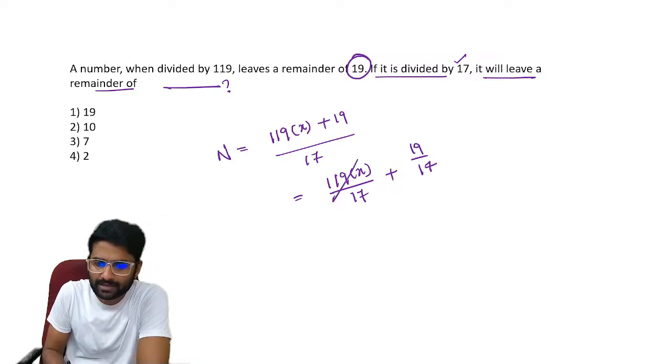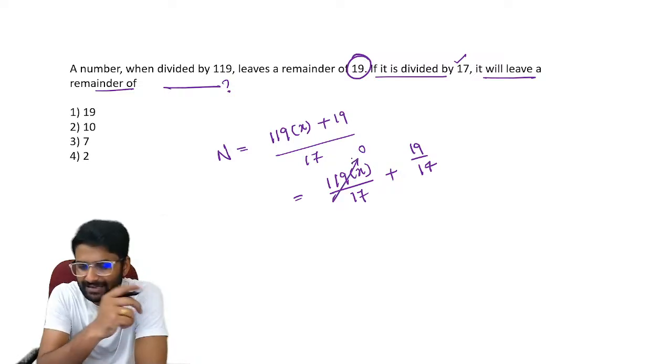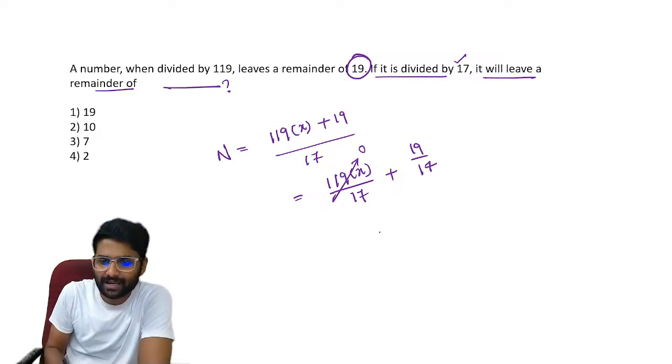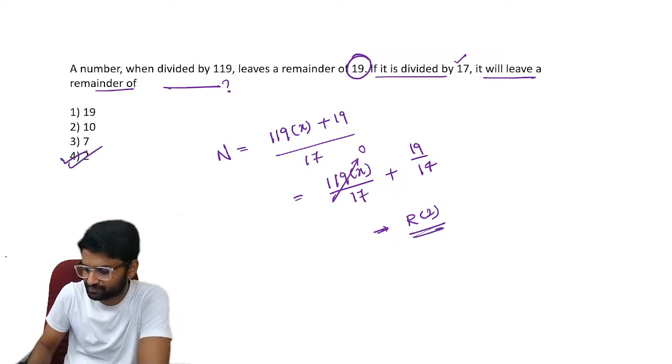Now see, here there is no remainder. Why? Because 17 into 7 is 119, quotient is 7, no remainder is left. If 19 is divided by 17, it leaves a remainder of 2 units. 2 is the correct answer. Is it clear?